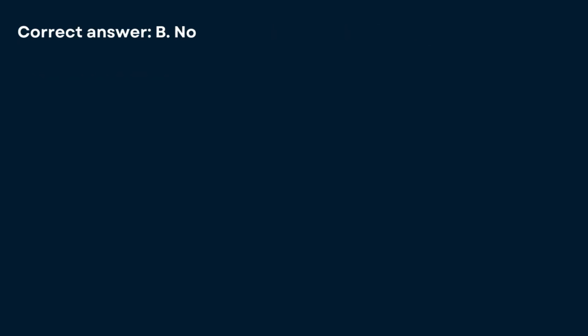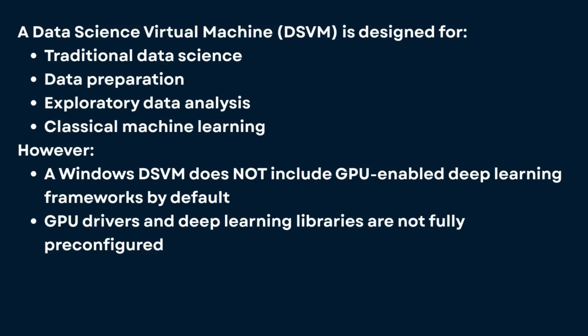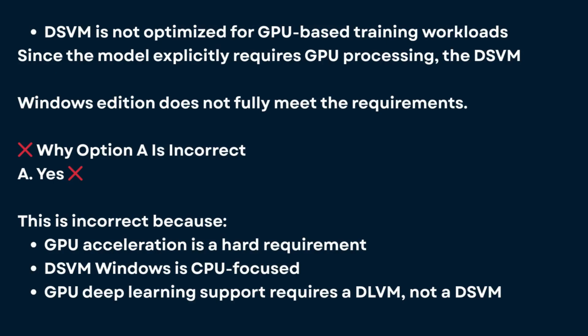The correct answer is B. No. Let's understand why. A data science virtual machine is intended for traditional data science tasks. It supports data exploration, feature engineering, and classical machine learning. However, a Windows DSVM is not optimized for GPU-based workloads. GPU drivers and deep learning frameworks are not fully pre-configured. Since GPU processing is required, this recommendation does not meet the requirements.